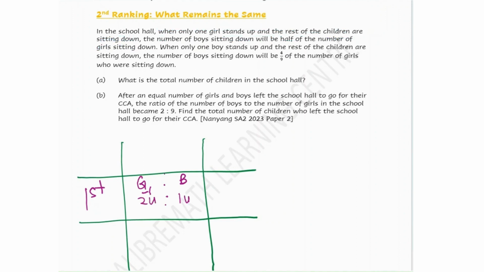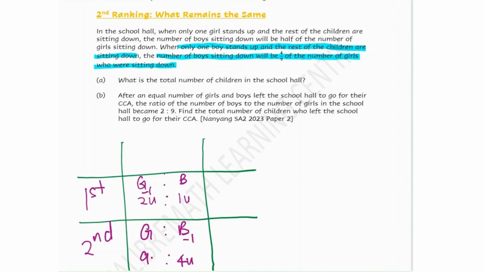And for the second scenario, when one boy stands up and the rest of the children are sitting down, the number of boys sitting down will be 4 out of 9 of the number of girls who are sitting down. So let's write that in the second scenario. Girls is to boys. In this scenario, one boy is standing up, so the boys sitting down will be reduced by 1. The ratio for the number of boys sitting down will be 4 units, whereas the number of girls sitting down will be 9 units.